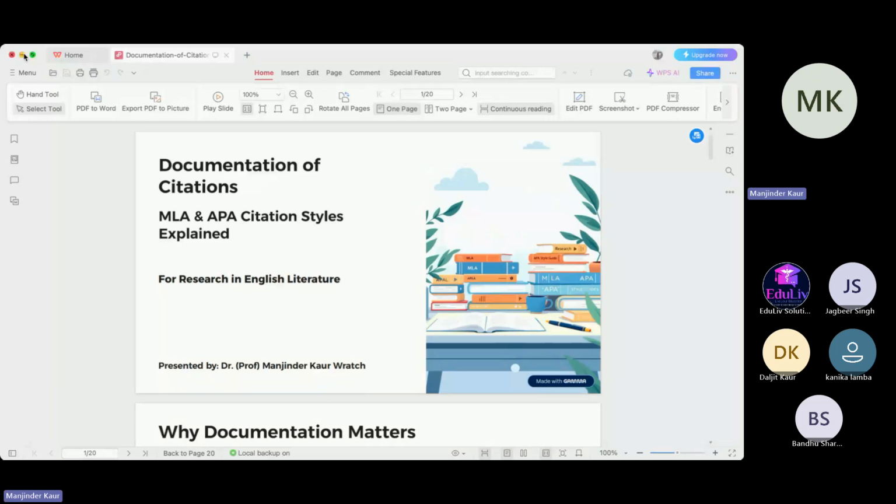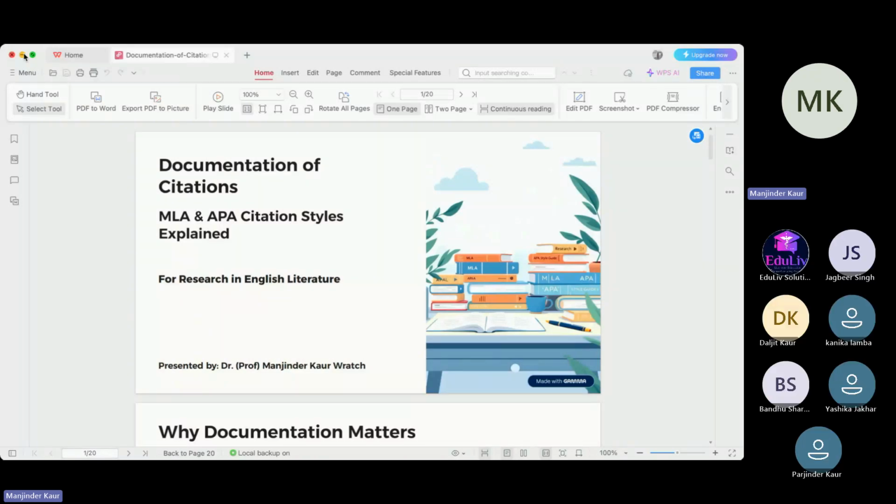So our today's topic is documentation of citations. What are citations? When we cite something, when we quote something, right? From a theorist, from a book, and we give reference to that quote. We cite the original source and save ourselves from plagiarism. We also maintain academic integrity. Honesty, integrity is very important in research.